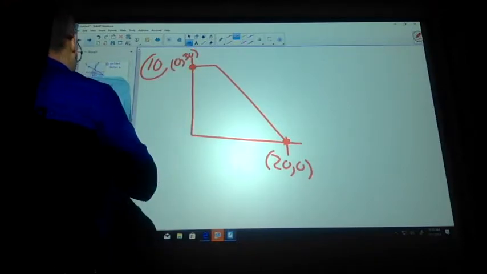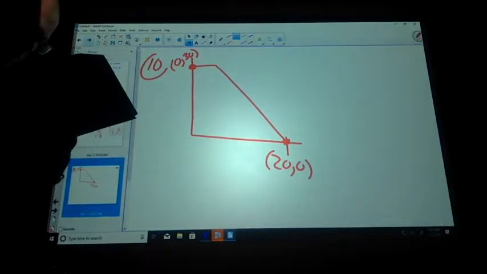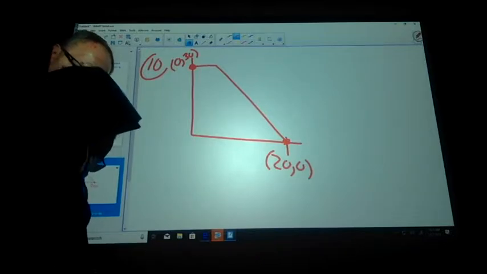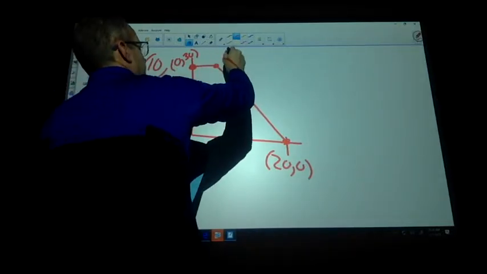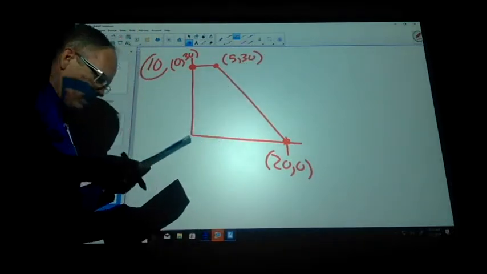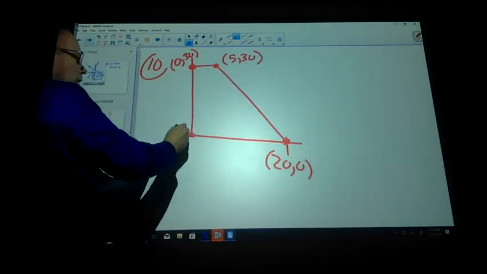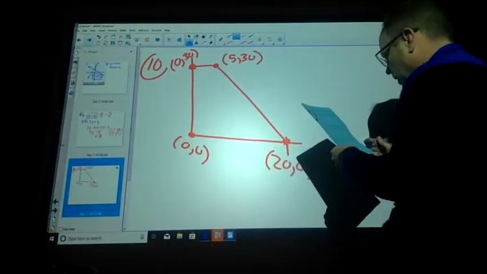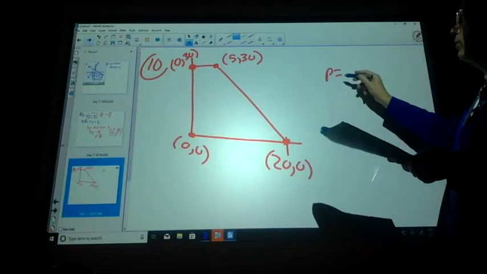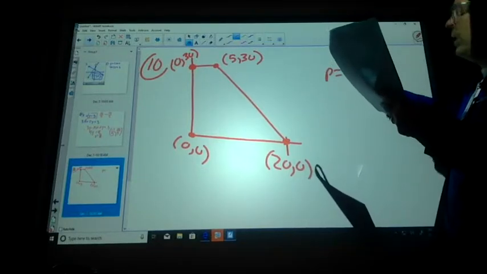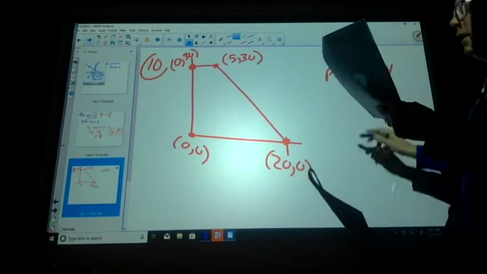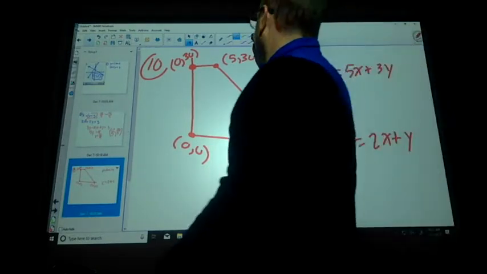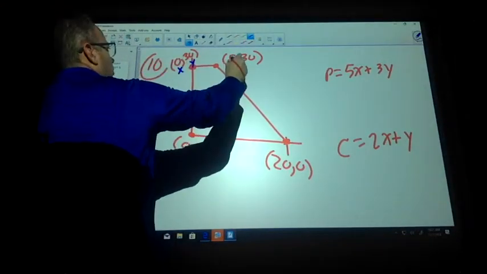And that one appears to be maybe 5, maybe 530. And then obviously we have the 0, 0. All right, so my vertices, we've listed our vertices. And then P equals, you have 5x plus 3y. And C equals 2x plus y. And I don't think I have to work all these out, but these are all xy values.